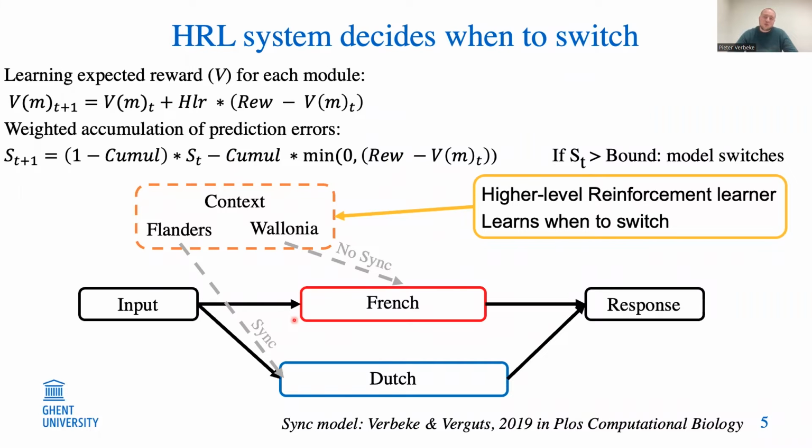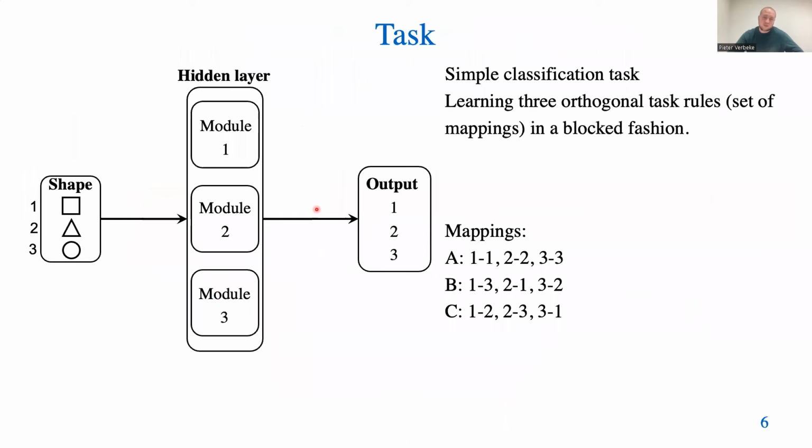Also, if there are more than 2 modules in the model, it will basically choose a module at random, with the limitation to not return to the previously chosen one. To test this network, we did not use languages, but we used a simple classification task from the psychology literature, known as the Wisconsin card sorting task, where the agent has to learn a mapping between a shape and a card deck. To avoid confusion, this input layer does not encode images, but just has one-hot encoding, so 100 if it's a square. And there are 3 orthogonal task rules, A, B, and C, in which the mappings between the shape and the card deck change.